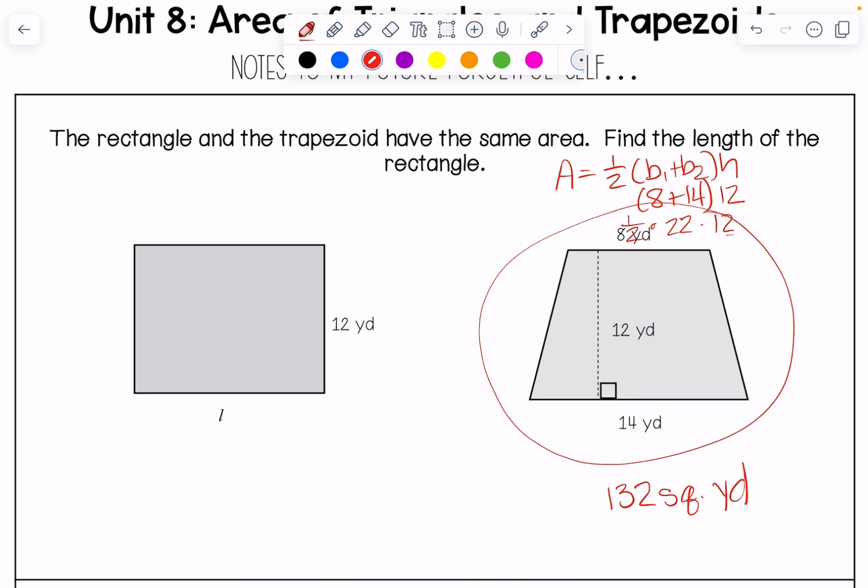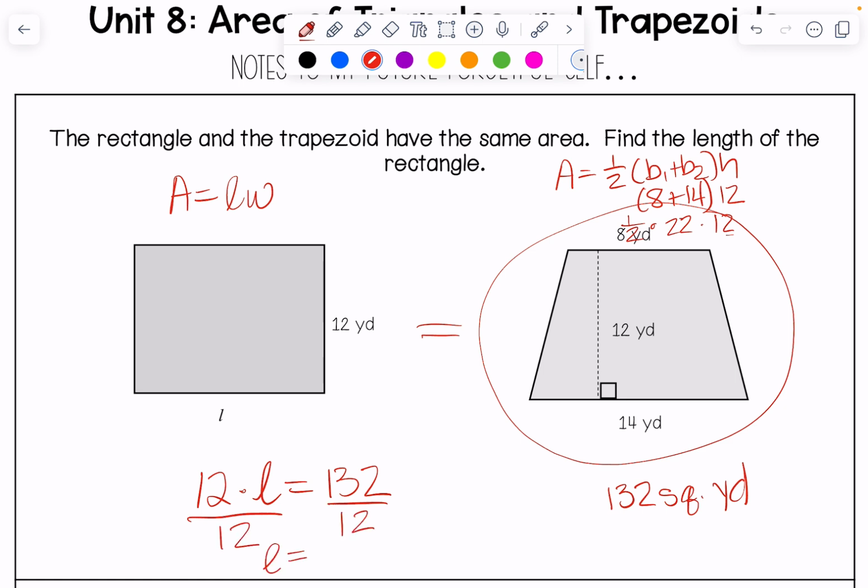So now we're going to apply that over to this rectangle. We know that these two areas are equal. So the area of a rectangle is length times width. So I know that 12 times my length has to equal 132. And then I'm just solving an equation. So I can divide by 12 and figure out that my length is going to be 11 yards.